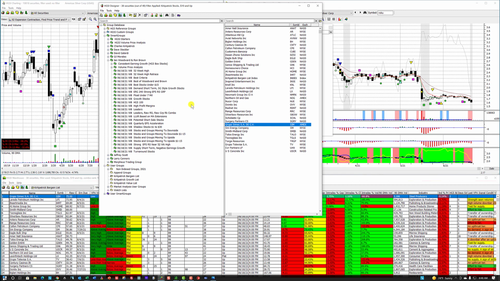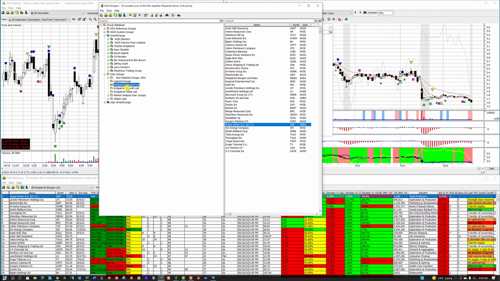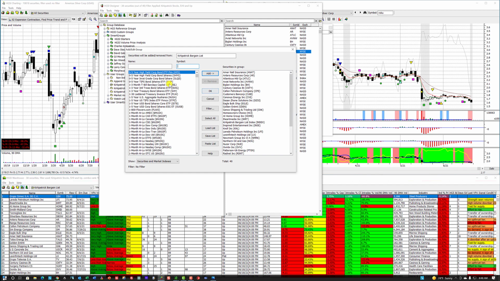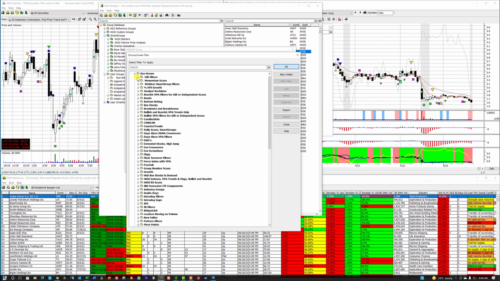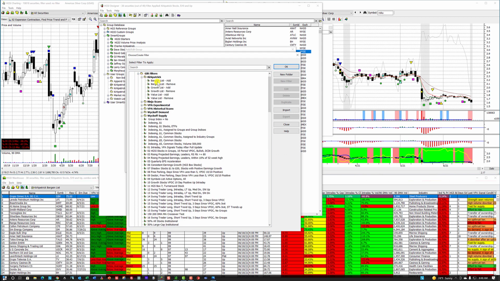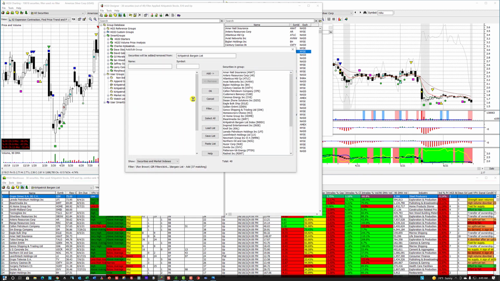Going back into my designer, I'm just going to do the bargain list, but they all work the same. There are 38 stocks in here. I'm going to edit the group. And I have to locate the filter that I want to use. And they're up here under my name, under GIR, Group Inclusion Filters. I just put them at the top to make them easy to find. I'm going to click on the bargain list, and I'm going to say OK.